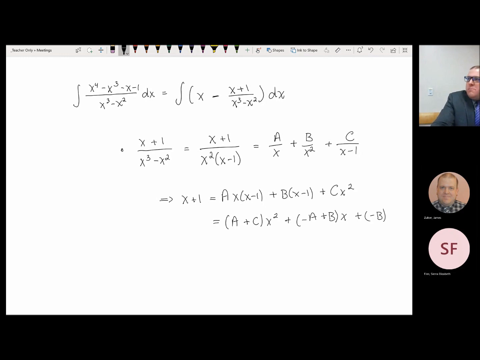The idea behind coefficient comparison: polynomials are equal if and only if corresponding terms have identical coefficients. So the coefficient of x squared on the left has to equal the coefficient of x squared on the right. Coefficient of x on the left has to equal coefficient of x on the right. The constant on the left has to equal the constant on the right.